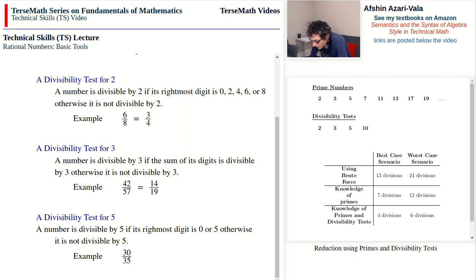Now for 5, the top ends in 0, the bottom ends in 5, so the top and the bottom are divisible by 5. And now I divide, and I find that we get 6 over 7.